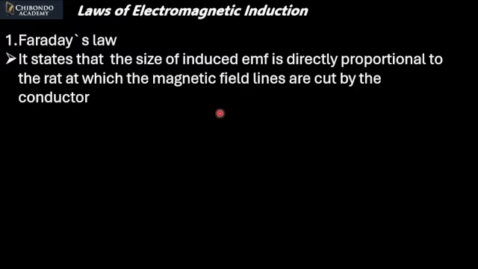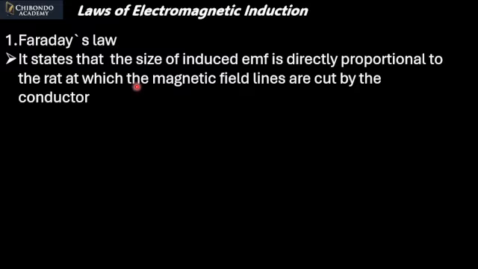The first law is Faraday's law, which states that the size of the induced electromotive force is directly proportional to the rate at which the magnetic field lines are cut by the conductor. As we said previously, if we move the conductor or the magnet fast, the size of the induced electromotive force will be more. So that's Faraday's law.